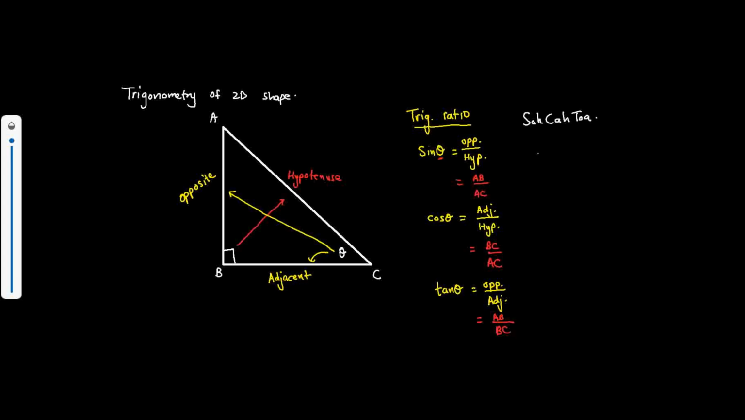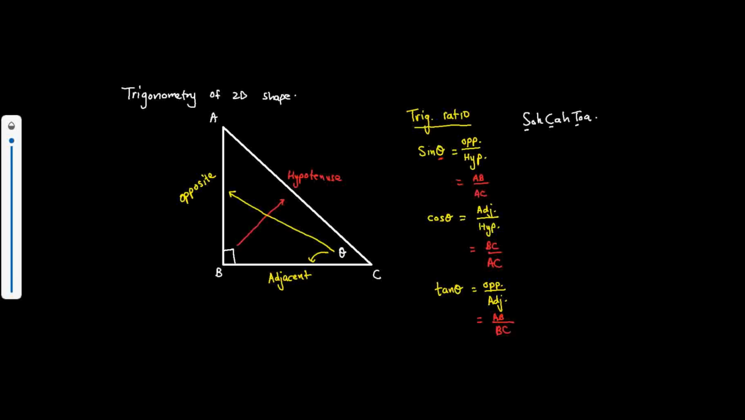Sine is opposite over hypotenuse, cos is adjacent over hypotenuse, and tan is opposite over adjacent. And of course, the reciprocal of sine theta is cosec theta. The reciprocal of cos theta is sec theta. And the reciprocal of tan theta is cot theta.